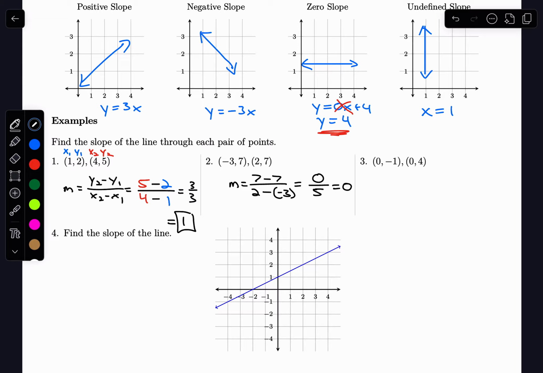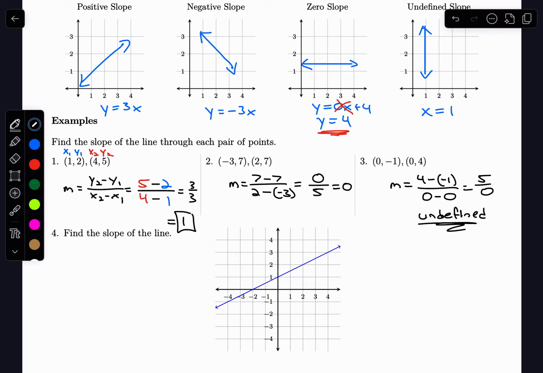For the third one, we have 0, negative 1, and 0, 4. So if I calculate my slope, y2 is 4, minus y1 is negative 1. Notice I'm subtracting a negative, so I put it in parentheses. And on the bottom, we have 0 minus 0. So this comes out to 5 over 0. That is undefined. Okay, so for this third example, our slope is undefined.